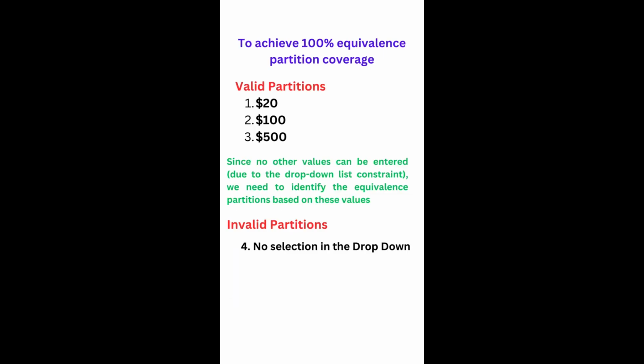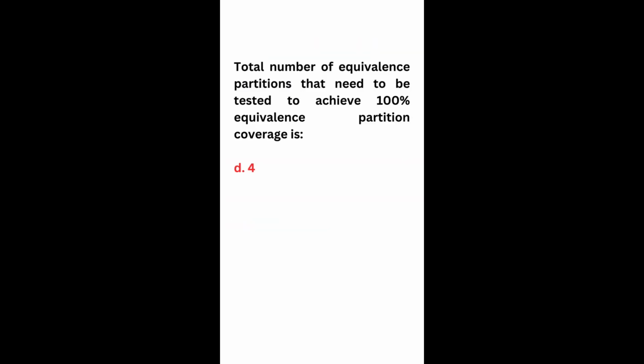To achieve 100% equivalence partition coverage, first let us consider the valid partitions as $20, $100, $500. Since no other values can be entered, due to the drop-down list constraint, we need to identify the equivalence partitions based on these values. And the invalid partition is no selection in the drop-down. So, the total number of equivalence partitions that need to be tested to achieve 100% equivalence partition coverage is 4.